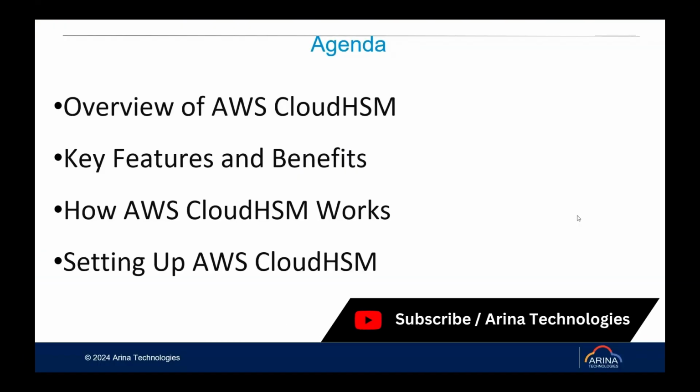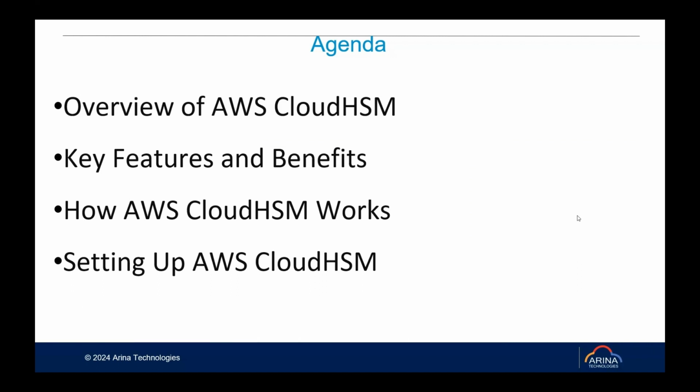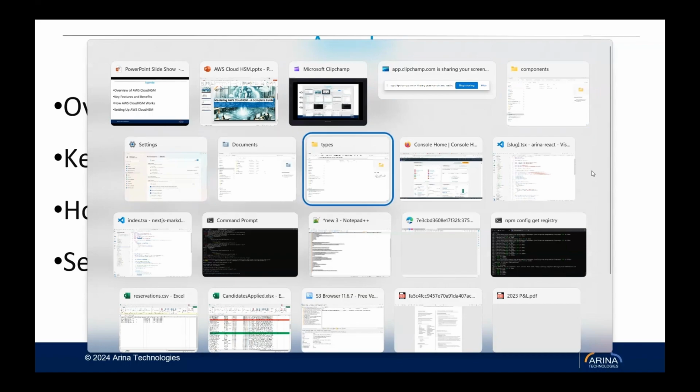So just to do a little recap, this is what we had discussed earlier: we walked through AWS CloudHSM, the key features and benefits, how HSM works, and setting up HSM. All these are part of the earlier videos. I just wanted to do a recap so you are all aware. This last part is going to be MRK, that is, multi-region key setup. So let me go to the console with this setup.